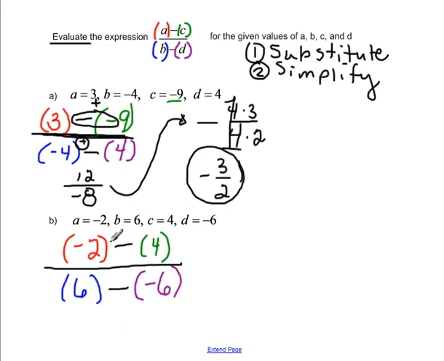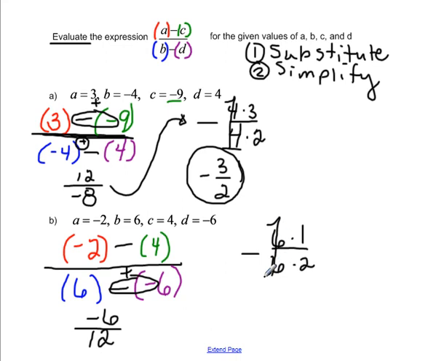And now we can go ahead and work the numerator. Negative 2 minus 4 equals negative 6. And in my denominator, 6 minus a negative 6, subtracting the negative, is the same as adding. That gives me 12. Now simplifying the fraction, negative divided by a positive is a negative. 6 is 6 times 1, and 12 is 6 times 2. The common factor of 6 is going to cancel out, and my final answer is negative 1 over 2.